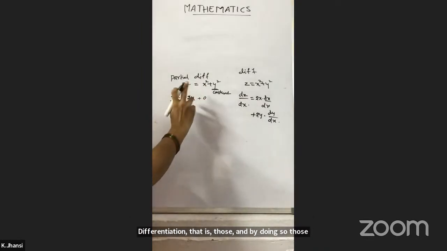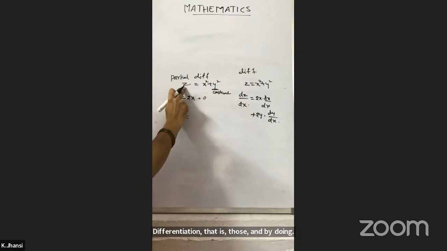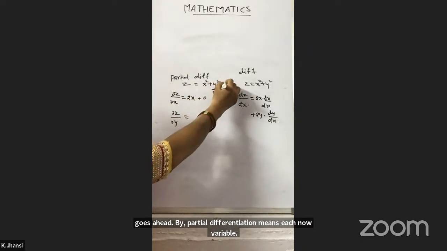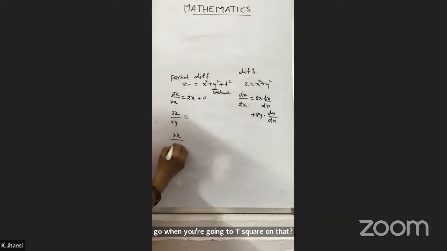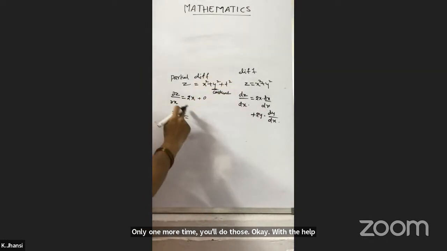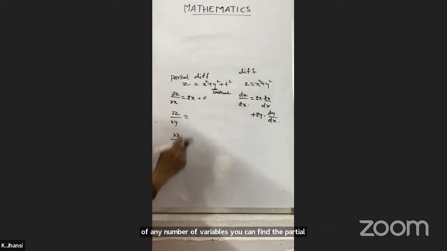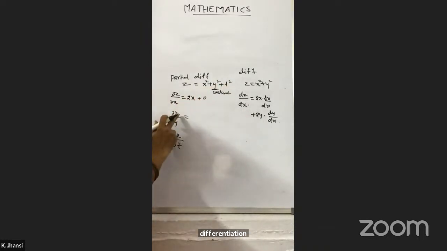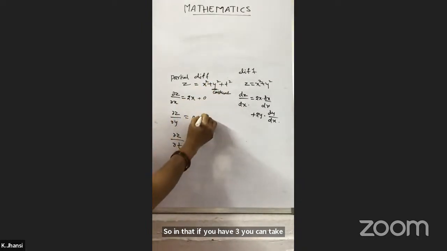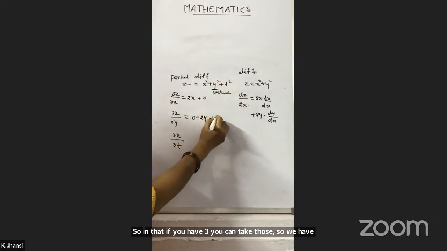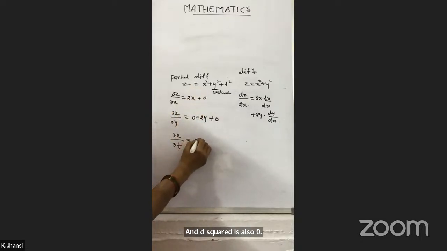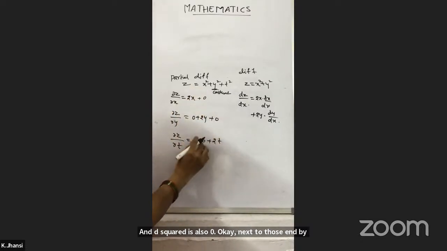So dou z by dou y, partial differentiation means ఇచ్చిన variable how many variables are there, that many times you have to do. ఒకవేళ ఇక్కడ t square ఉందనుకోండి, one more time you will do dou z by dou t. Okay, with the help of any number of variables you can find the partial differentiation. So in that if you have 3 you can take dou z by dou y means ఇది constant. So అప్పుడు ఏంటి 0 plus 2y and t square is also 0. Okay, next dou z by dou t అంటే this is 0, this is 0 and this last one is 2t.